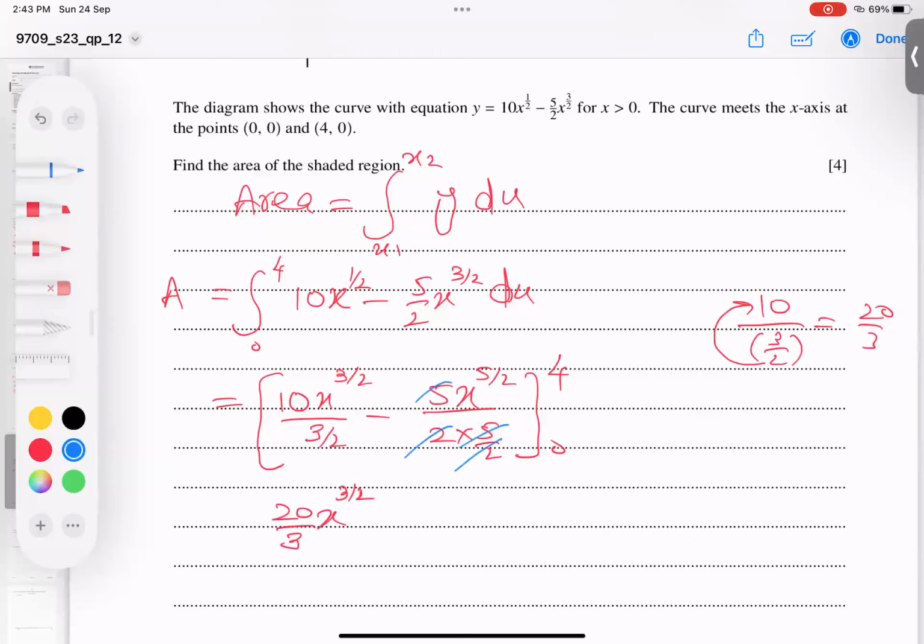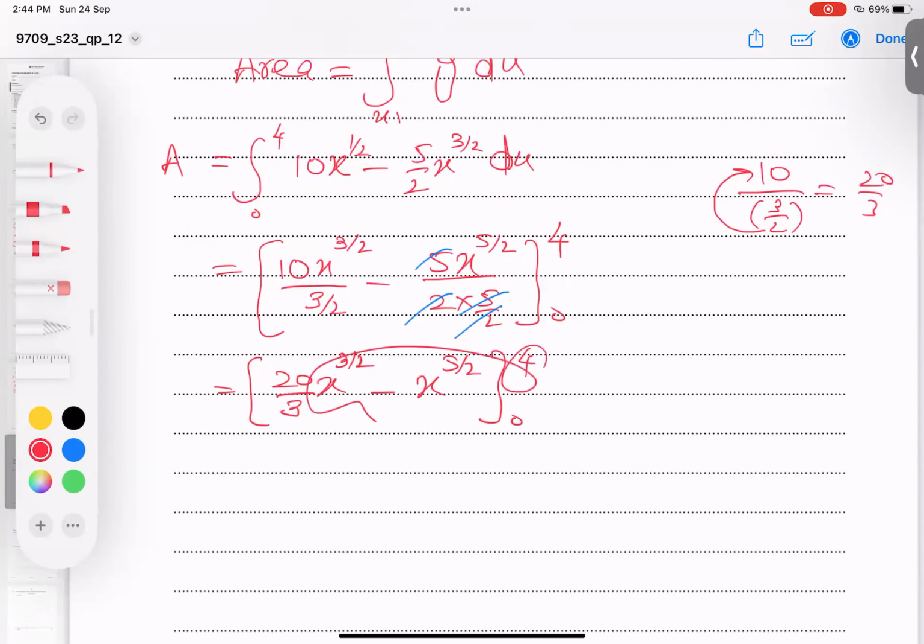This 2 cancels, 5 cancels. I get negative x to the power 5 by 2. And I believe this is very, very clear. So I'm going to plug in 4 here and 4 here. So I get 20 by 3 times 4 to the power 3 by 2, and 4 to the power 5 by 2. This is the upper limit done. Minus, when I plug in 0, it is very clear, it gives 0.